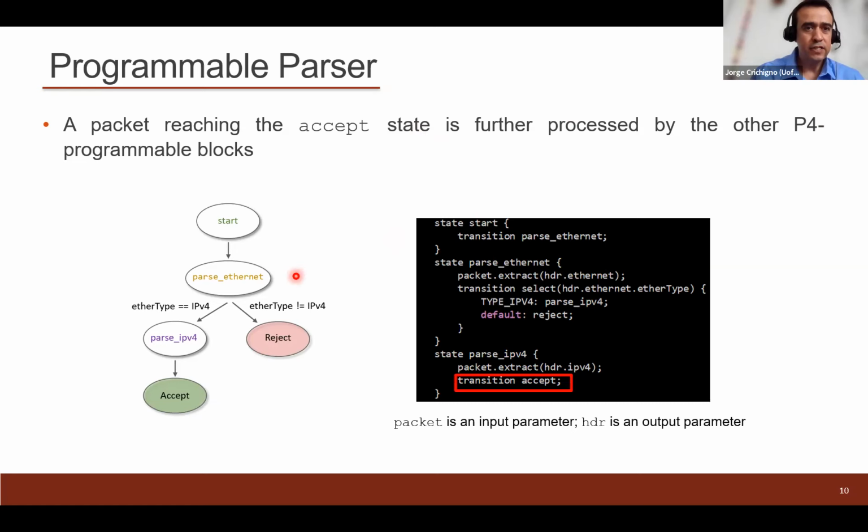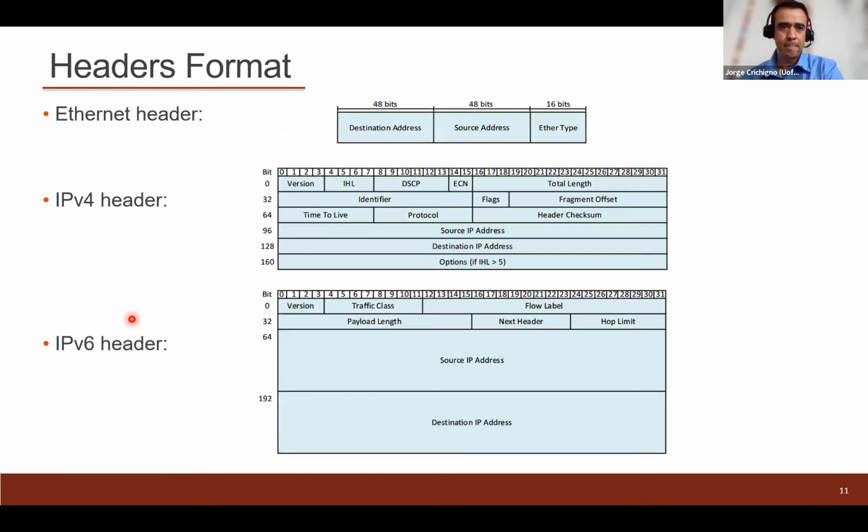That's the basics of the parser. I don't think there is any other secret. It's just transitioning from one state to another. What we're going to be doing in the lab is parsing Ethernet, IP version 4 and IP version 6 packets, and that's why we put the headers in this slide.